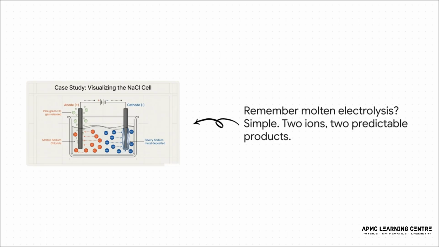Now, you probably remember the simple case, right? You take something like sodium chloride, just regular salt. You melt it down, we're talking molten, no water, and you zap it with electricity. It's totally straightforward. You've got your sodium ions and you've got your chloride ions. The positive sodium zooms over to the negative cathode. The negative chloride heads for the positive anode. Boom, you get sodium metal and chlorine gas.